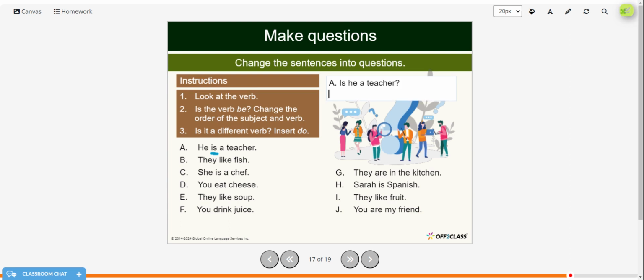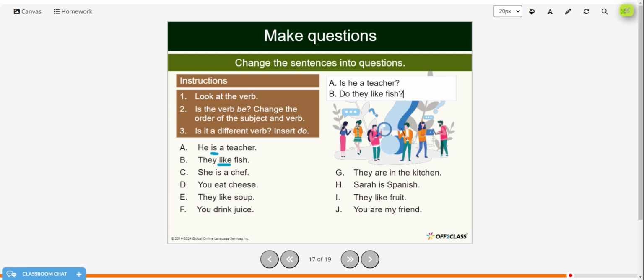All right, let's also try letter B. They like fish. So again, first we're going to look at the verb. So the verb is like. Is the verb be? No, it is not. So like is not a form of the verb to be. So we're not going to do number 2. We're going to drop down to number 3. It's a different verb. So for that, we have to enter do. So it would be, do they like fish?